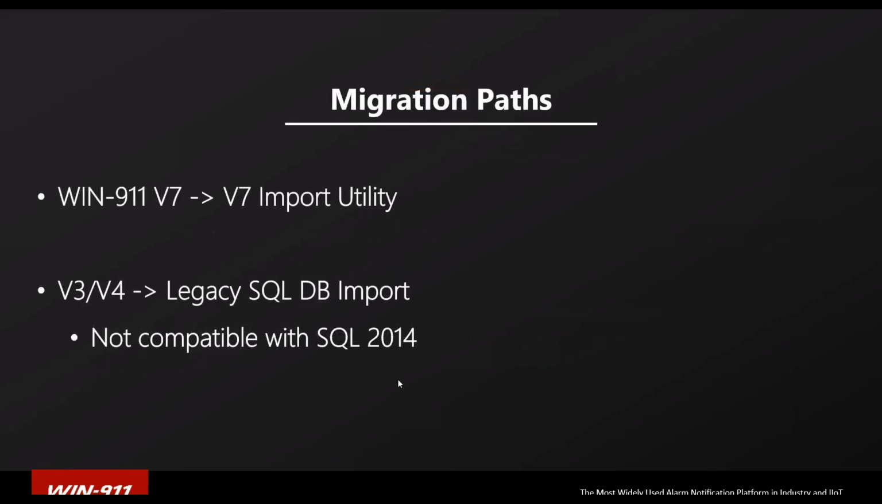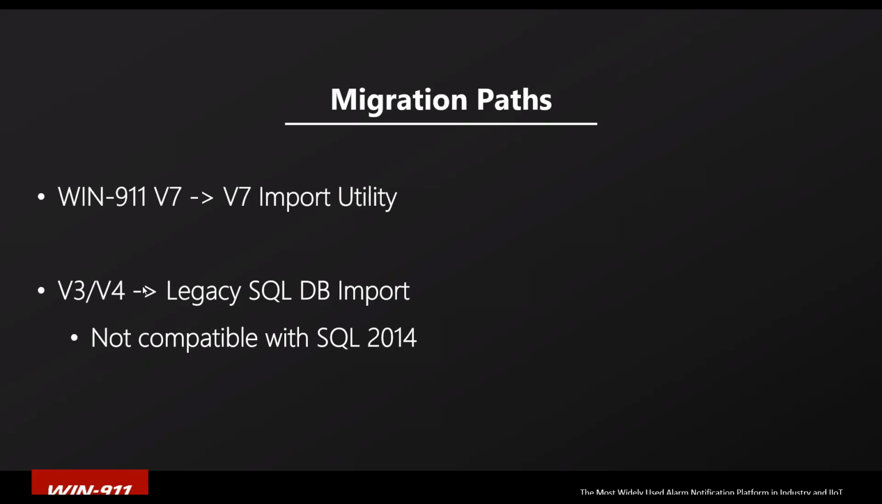All right. So for migration paths, it's pretty simple. If you're on version 7, then you can use that version 7 import utility. If you're using version 3 or version 4, I guess I should have put it on there, 2021 R1 through R4, those existing 2021 modules, then you can use that legacy SQL DB import. Again, it's not compatible with SQL 2014, so you will need to upgrade those in order to get that to work.